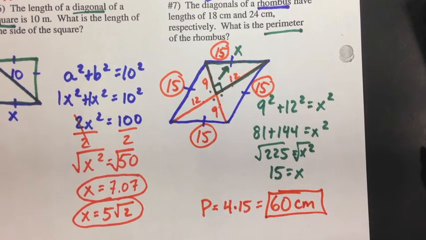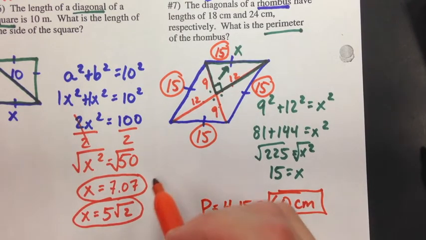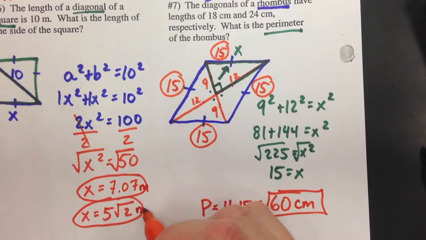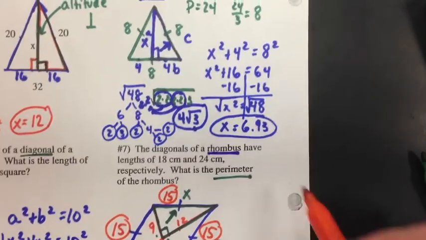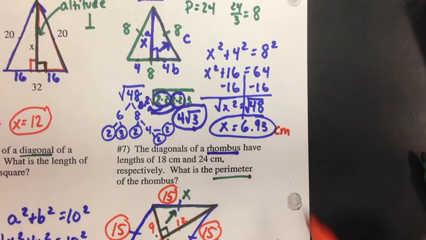And actually, I should go back here to number 6. These were meters. I should put the unit of measurement. And then for number 5, that was also centimeters. And that is the end of the notes.